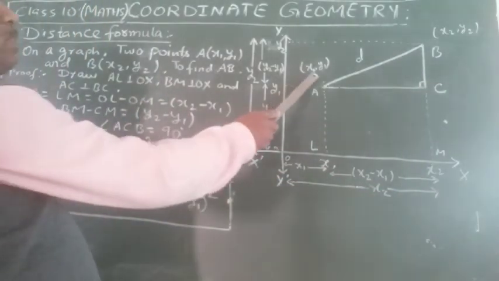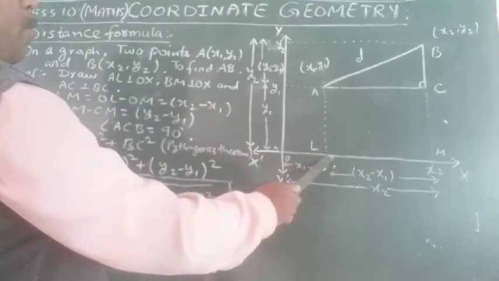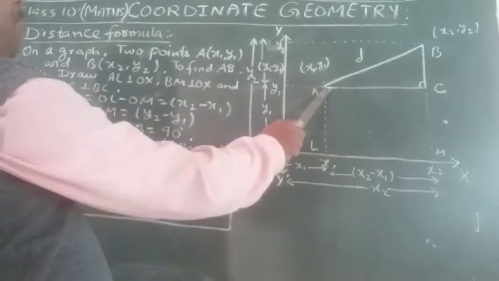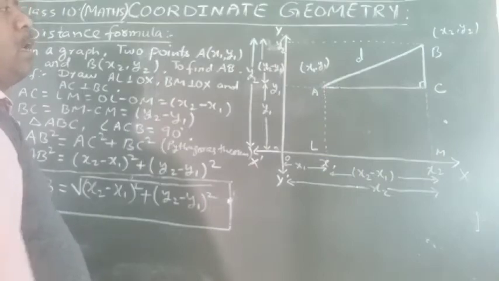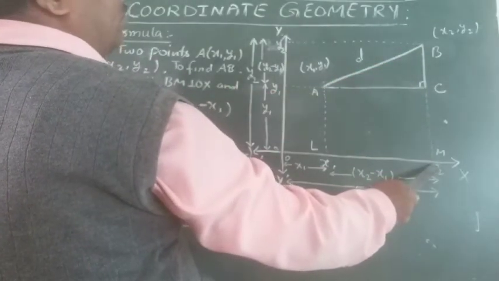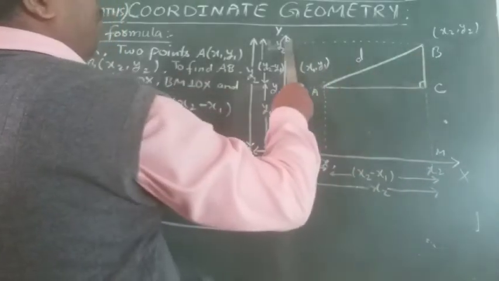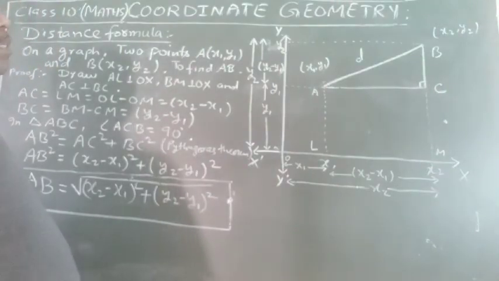Now this is x1. From point A, if you draw a perpendicular at point L, it is named x1. And if you draw a perpendicular on the y-axis, this is called y1. Clear? From point B, if you draw a perpendicular, M is the x value x2, and when you draw a perpendicular on the y-axis, it is y2. Clear?